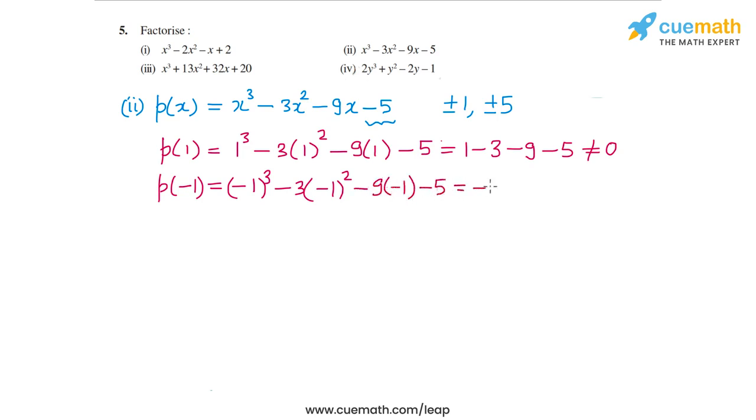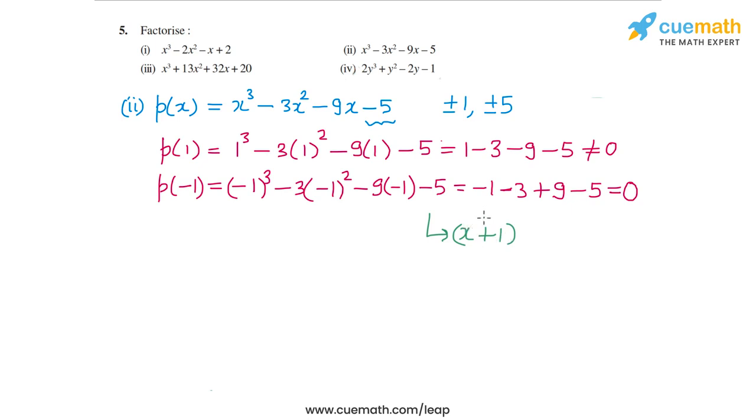So this is equal to minus 1 minus 3, but then I have a plus 9 and then I have minus 5. So I see that this is equal to 0, which means, because p of minus 1 is equal to 0, by the factor theorem that x plus 1 is a factor of p(x).